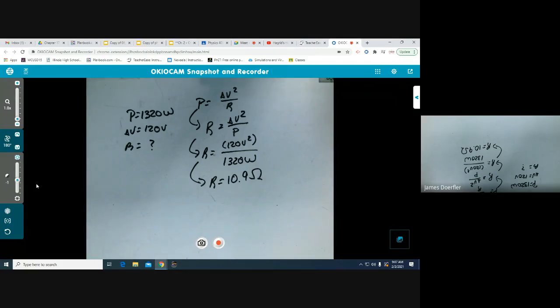Let's see some more. Page 621. 621 in your textbook, 621.